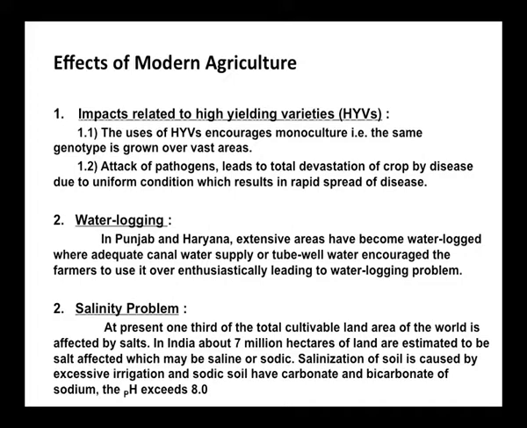Then the salinity problem. At present, one third of the total cultivable land is affected by different kinds of salts. In India, about 7 million hectares of land are estimated to be salt affected, which may be actually saline or sodic. Salinization of soil is caused by excessive irrigation, and sodic soils have carbonates and bicarbonates of sodium, and the pH level actually exceeds 8.